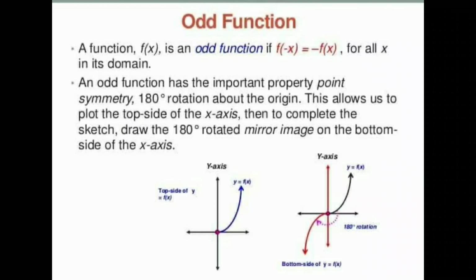Either the function is symmetrical about the y is equal to x line, or it is drawn on the top side of the x axis. Then to complete the sketch, draw the 180 degree rotated mirror image on the bottom side of the x axis. That means it is a rotation about the origin, a symmetry under 180 degree rotation about the origin.